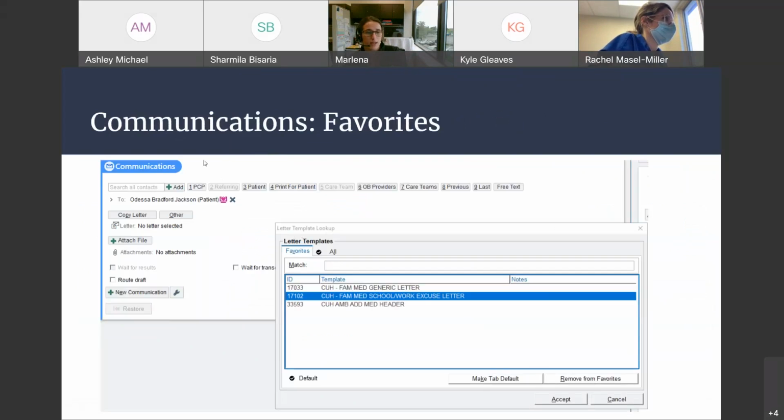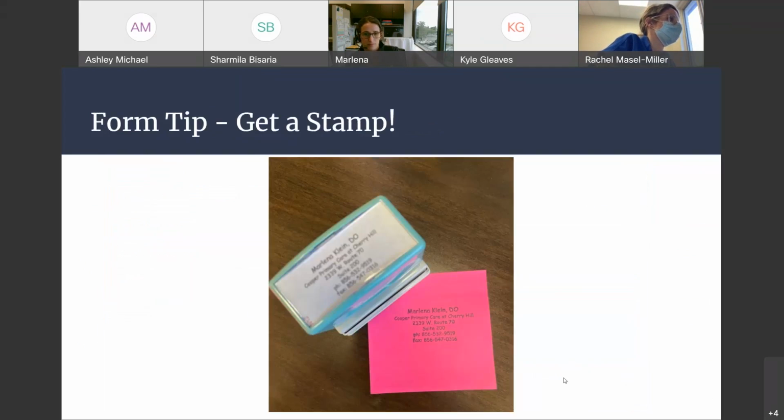This is something I recommend under communications. When you're writing a letter, definitely favorite this schoolwork excuse letter because that's probably the one you'll use like 8 out of 10 times. Get a stamp if you don't have one. This will save your life for forms. Just ask your manager or someone who's in charge for one of them.